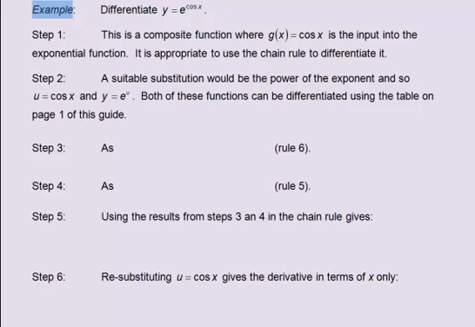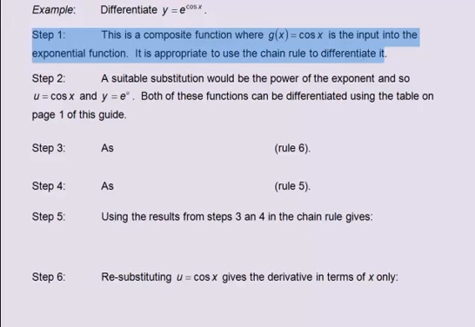Example. Differentiate y equals e to the power cos x. Step 1. This is a composite function where g of x equals cos x is the input into the exponential function. It is appropriate to use the chain rule to differentiate it.